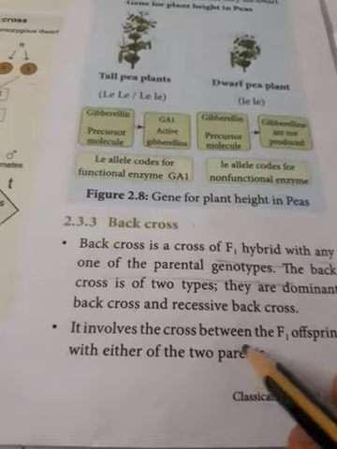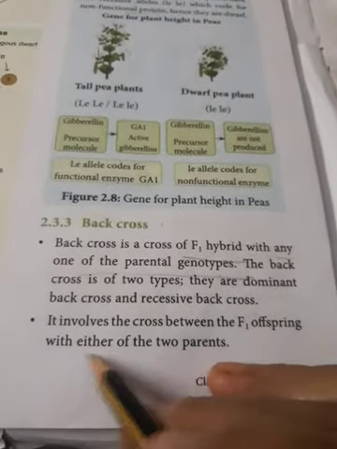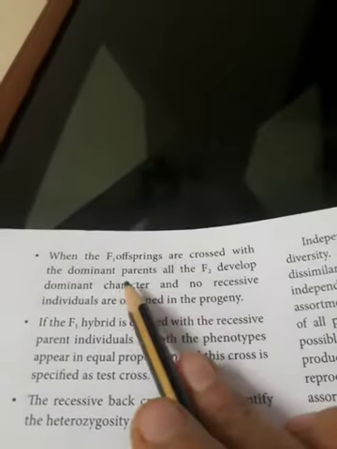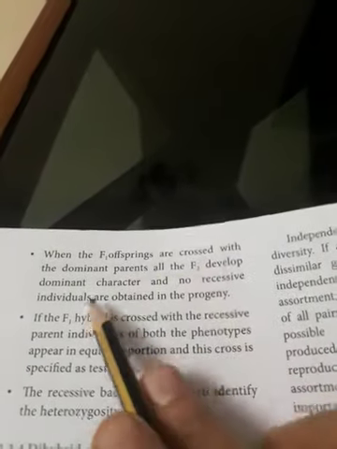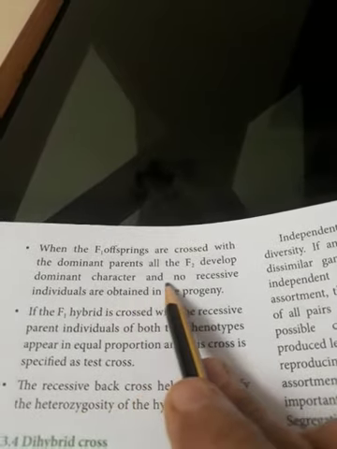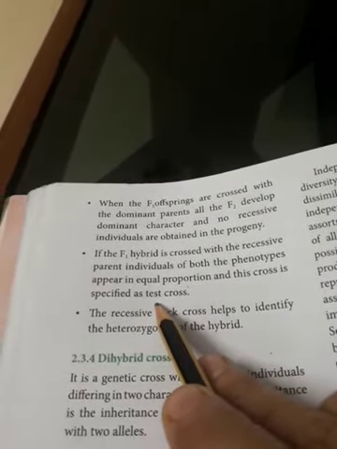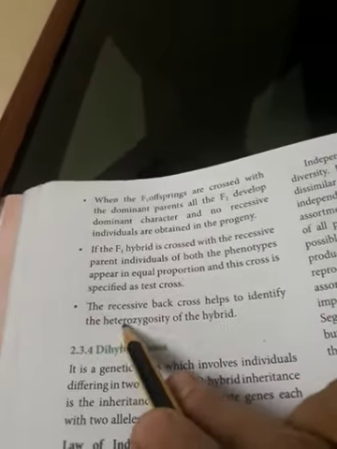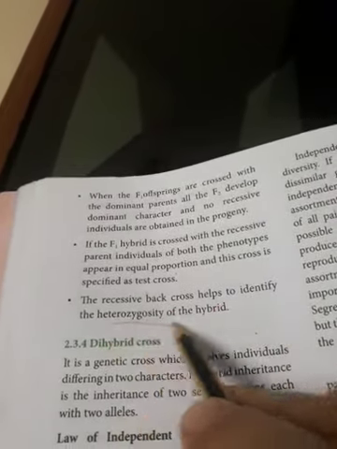It involves the cross between F1 offspring and either of the two parents. When the F1 offspring are crossed with the dominant parent, all the F2 individuals show the dominant character, and no recessive individuals are obtained. If the F1 hybrid is crossed with the recessive parent, individuals of both phenotypes appear in equal proportion, that is 1:1. That is called the test cross; already we know. Now, the recessive back cross helps to identify the heterozygosity of the hybrid. Till here, okay, thank you.